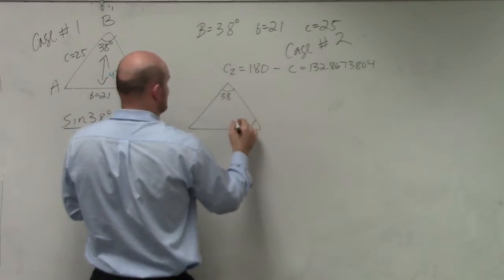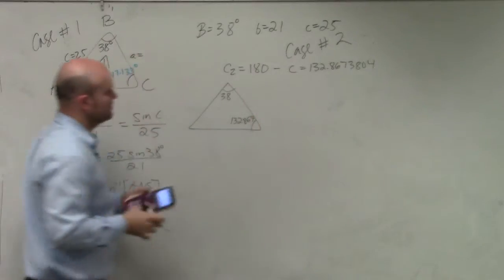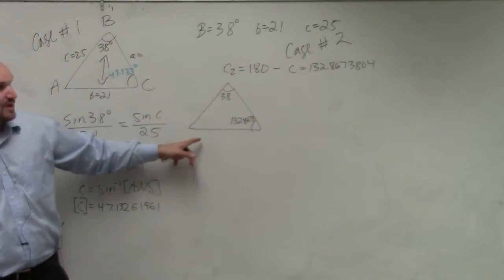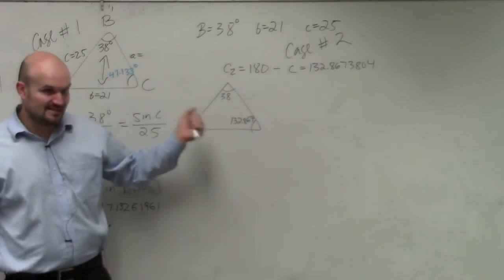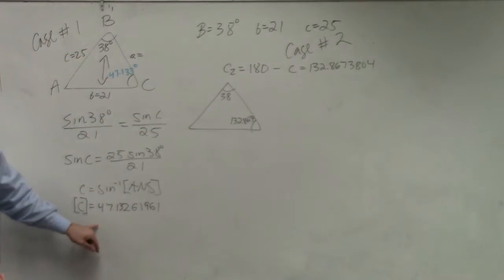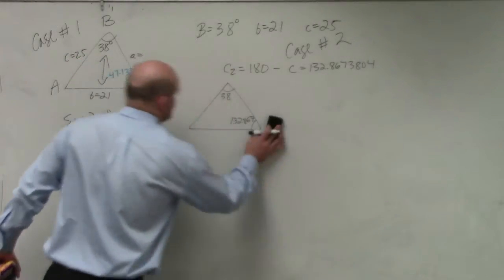Is it possible for this to be 132.867? Yeah. Do we still have room for this angle? Yes. So guess what? We do have 2 cases now. You could have an obtuse angle, or you can have an acute angle. All right? But I'm going to leave this on there for a second. I'm going to deal with this later. I'll come back to that.